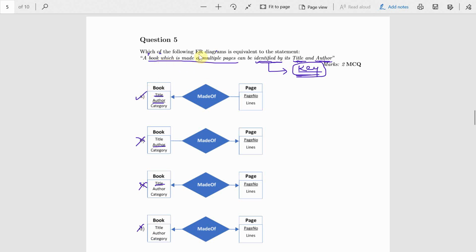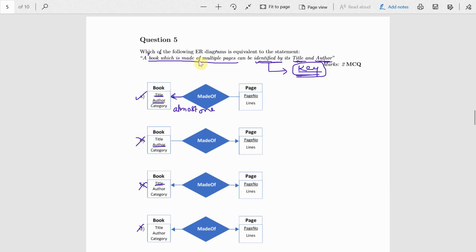A book which is made of multiple pages can be identified by its title and author. So here page is an entity, and a book may contain many pages. One book may contain many pages, but many pages can be in one book. In such cases, an arrow is given. An arrow indicates at most one case.